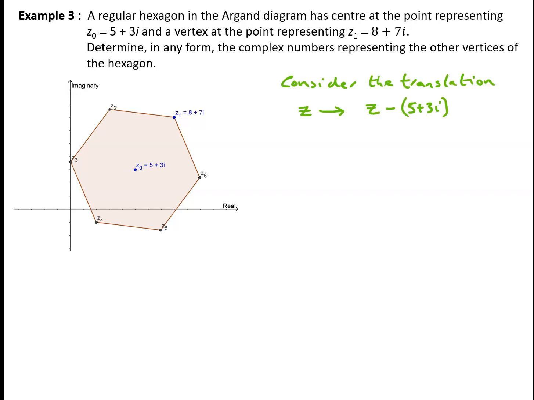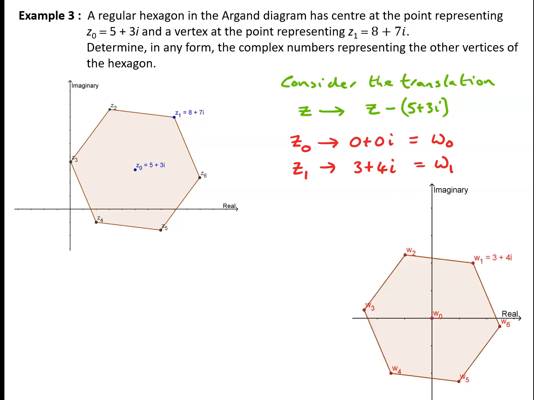So first of all, we're going to move the centre of the circle to the origin, which will make the subsequent working a lot easier. So that will take z0 to 0 plus 0i, which we'll call w0, and it will take z1 to 3 plus 4i. And there we've got our new hexagon at that stage.